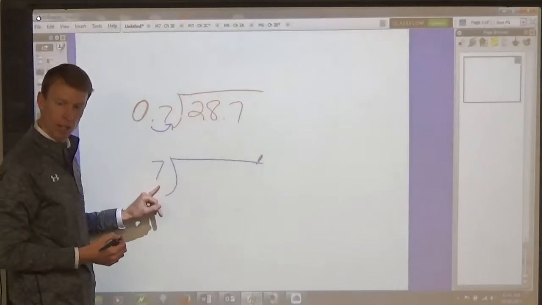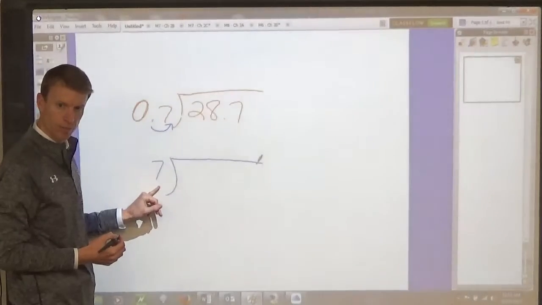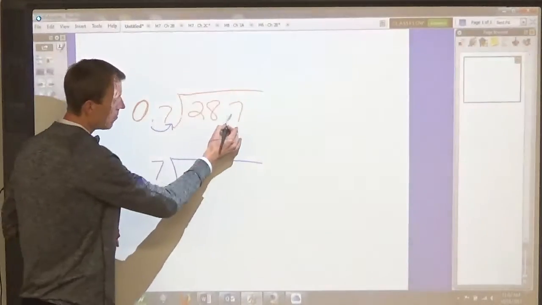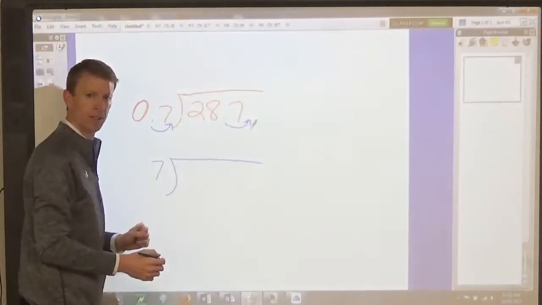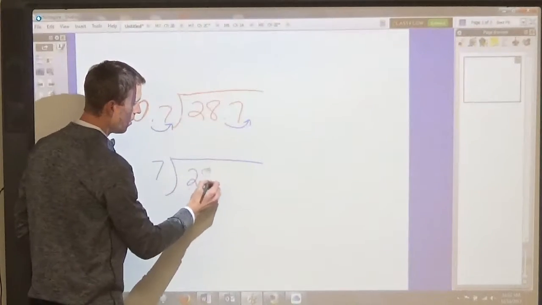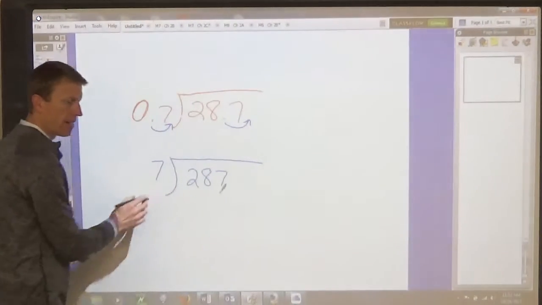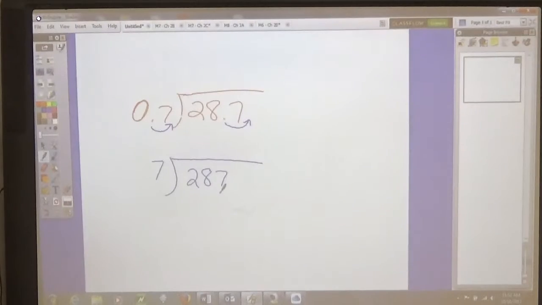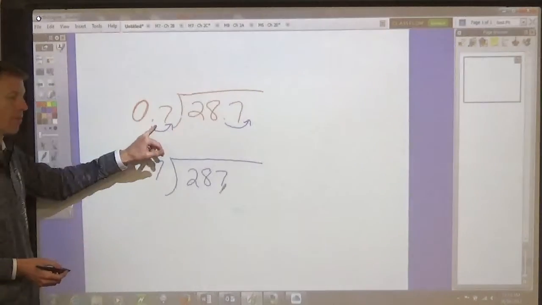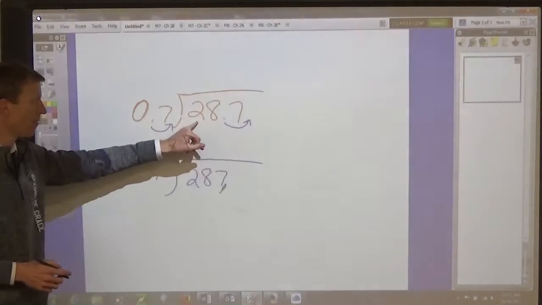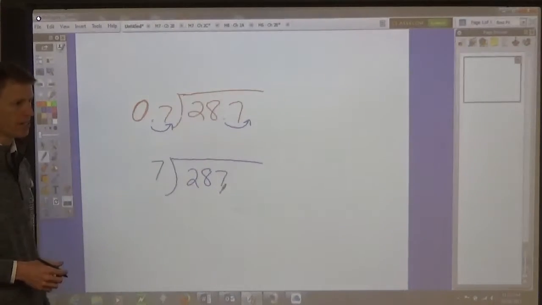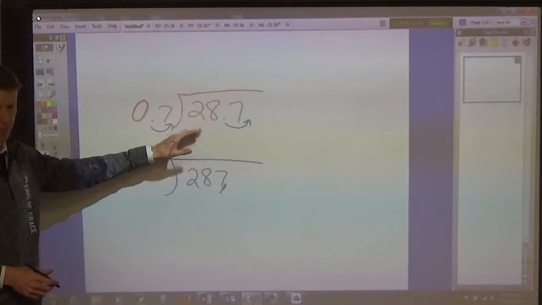Oh yeah, we got a whole number. Is that all we have to do? No, then you have to move the decimal point on the other side, over one place. So it's 287 divided by 7. Okay? And again, that's much easier than 0.7 into 28.7. That's why we want to do this. Okay?